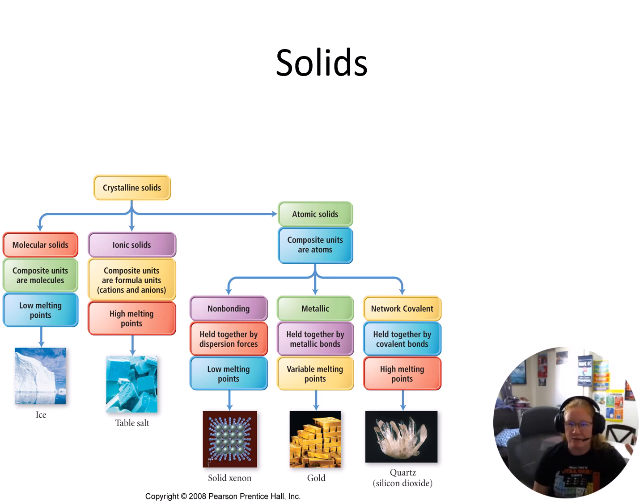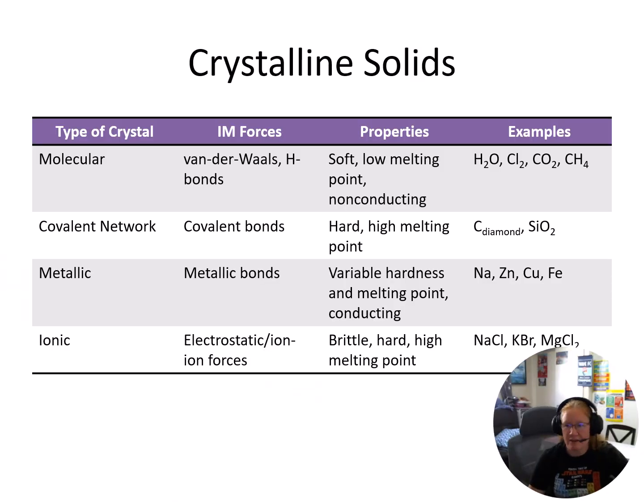But within crystalline solids, we can break these down into several different headers: molecular solids, ionic solids, atomic solids, okay? And then we can break those further down into a whole bunch of other different categories as well, okay? When I look at our different types of crystalline solids and relate that back to our intermolecular forces, our molecular crystals are held together by dispersion forces, or van der Waals forces, and hydrogen bonds. They're going to be softer.